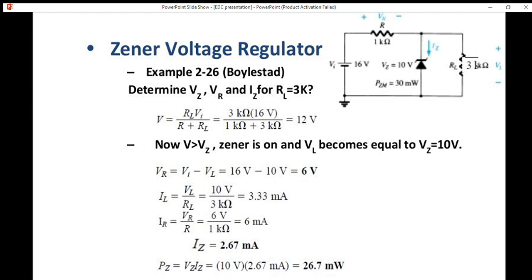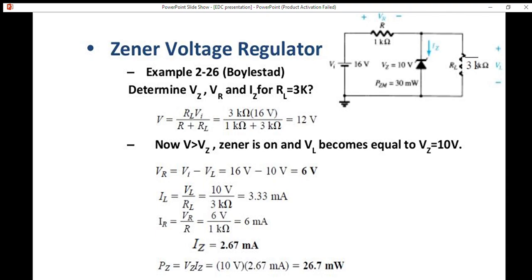Moving to the next part of the same question, we again find the voltage, but here the resistance of load is 3K and the voltage we have is 12 volt. Now V is greater than VZ, zener is on and VL becomes equal to VZ, which is equal to 10 volt. So VR is equal to VI minus VL, which is equal to 16 volt minus 10 volt, which is equal to 6 volt.